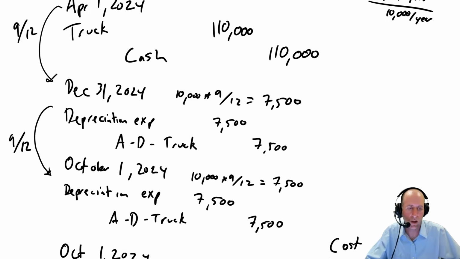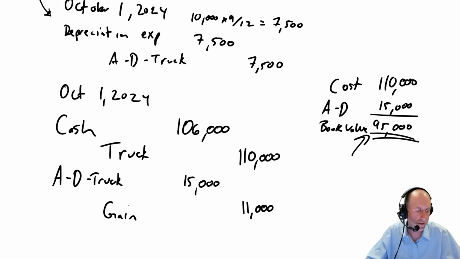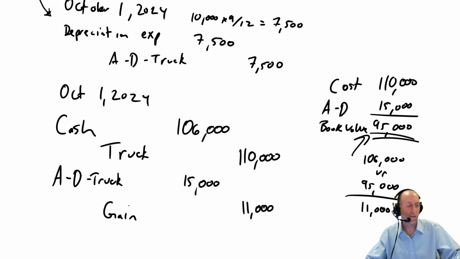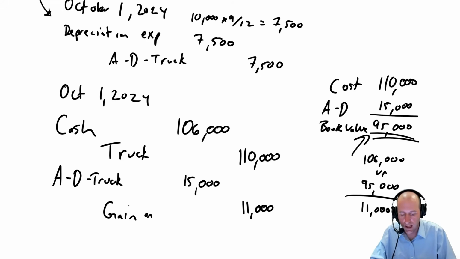I sold the truck for $106,000. I thought the truck was worth $95,000. It's $11,000 different, right? $106,000 versus $95,000. The difference is, I guess I could have put minus instead of versus. I guess the difference here is $11,000. Well, that difference is our gain, right? We sold it for $11,000 more than we thought it was worth. This is a gain on sale of truck.